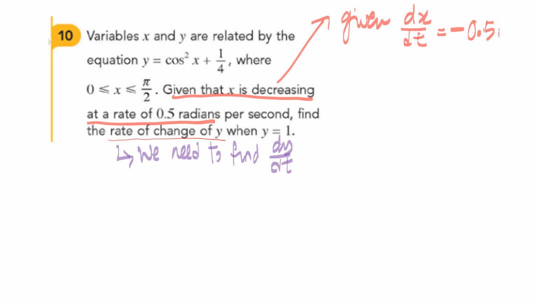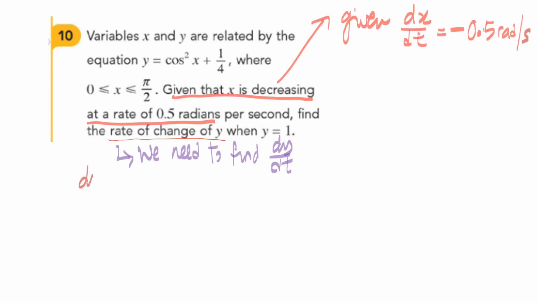0.5 radian per second. That means in 1 second, the value of x is smaller by 0.5 radian. In 2 seconds, it's smaller by 0.5 times 2. That gives you 1 radian. In 3 seconds, it's 0.5 times 3, so on and so forth. So your values of x get smaller and smaller. All right, so we have step 1, step 2. Now we do step 3, which is to form the connected rate of change.